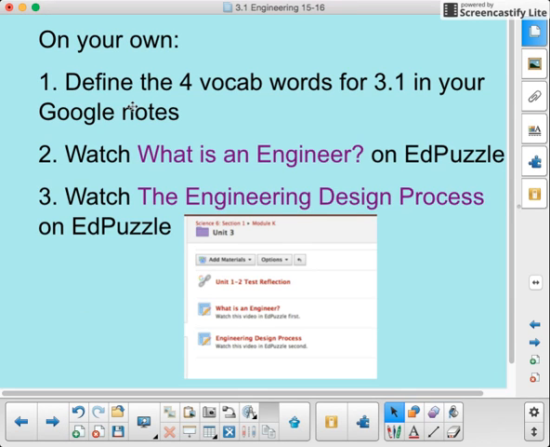In class, I asked students to do 3 things. Define the 4 vocab words in their Google Notes. You can find those definitions on Think Central in the glossary. And then there are 2 Ed Puzzle videos to watch. They're both in Schoology as assignments. The first one is What is an Engineer? And the second is the engineering design process.